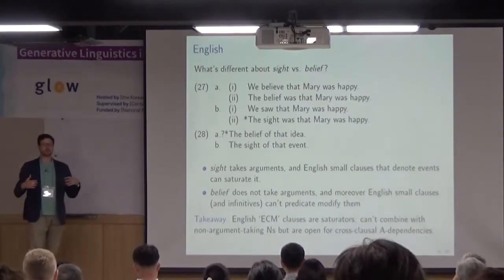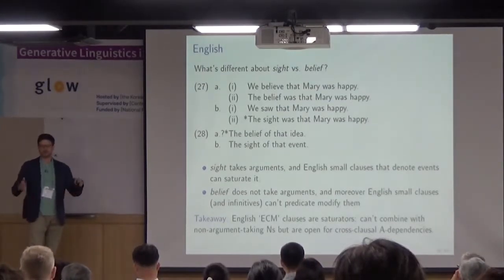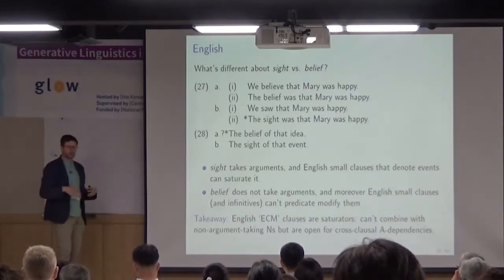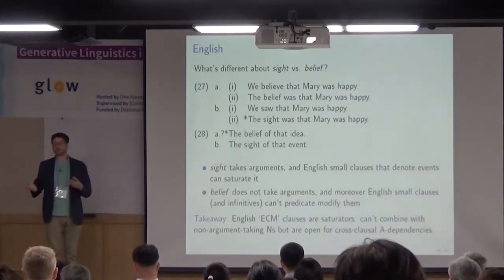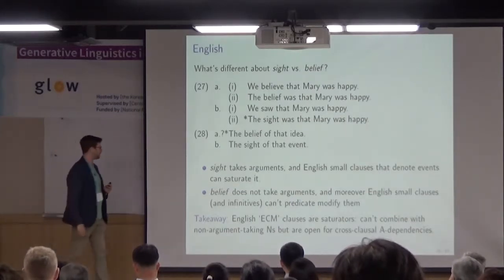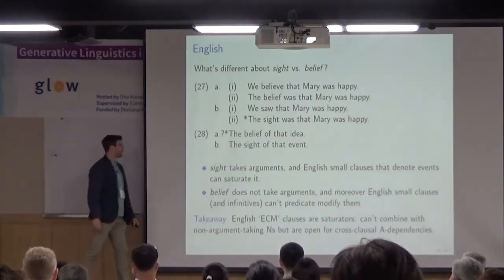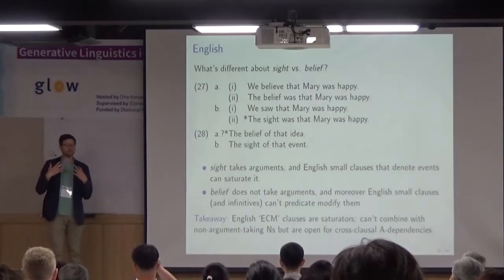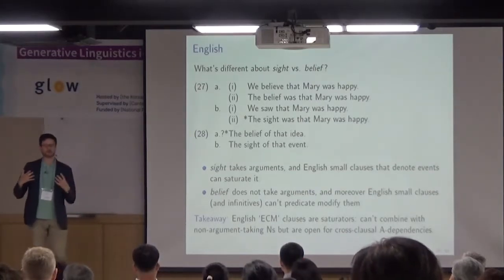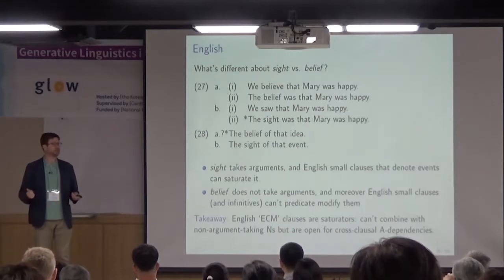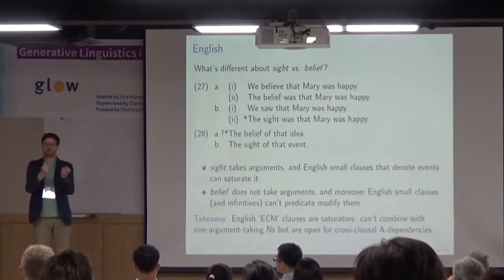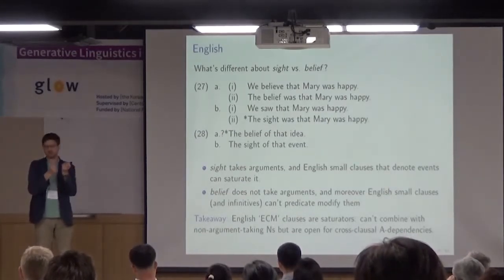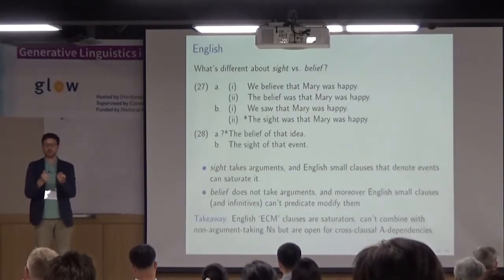Sight takes arguments. Sight is a nominalization like destruction or just all the things you read in your textbooks. It takes arguments, and one of those arguments could be a small clause, and of can rescue case on the subject of that small clause. Belief doesn't take arguments, and moreover, the kinds of clauses that small clauses and ECM clauses are, they're not predicate modifiers. Yeah? The only way belief can combine with a clause is through predicate modification. ECM clauses are like Korean ko clauses, Japanese to clauses, Zulu ukuti clauses. They're saturators. They're not predicate modifiers.